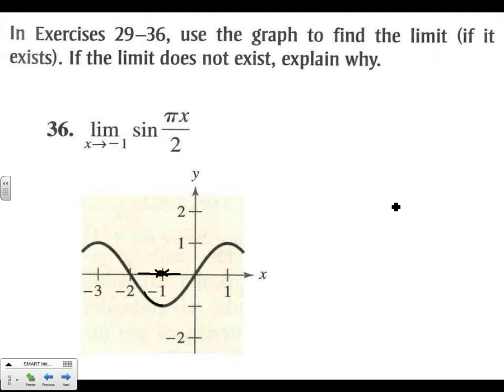Well, we're zooming in here. Let me use a different color. We're zooming in like this. We're zooming in like this. Where do we land? We land right here. And so the value is going to be -1. Just what happens to our y value as our x value gets closer to -1.